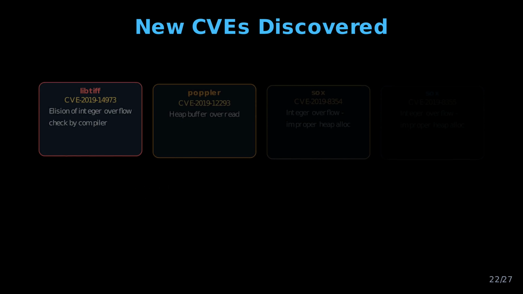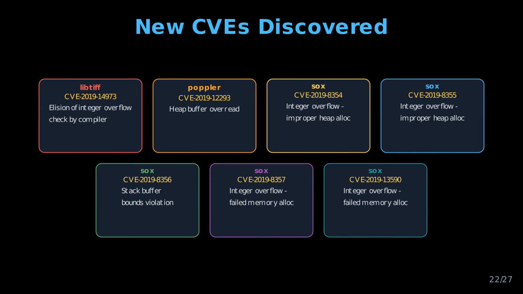The real-world campaigns yielded 7 new CVEs across 3 targets. In libtiff, they found an integer overflow that only manifests on a 32-bit system. In Poppler, a heap buffer overread, and in SoX, 4 integer overflow bugs and a stack buffer violation were found. Beyond these 7 CVEs, they found another 26 bugs that were already under investigation. The point here is that this wasn't just a theoretical exercise, and that careful seed selection led to discovery of real, previously unknown vulnerabilities in widely used software.